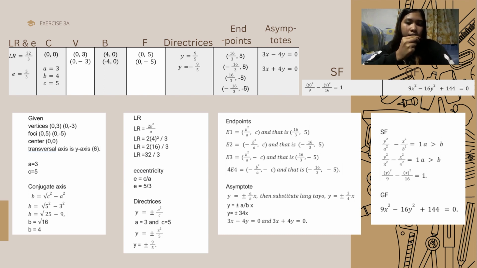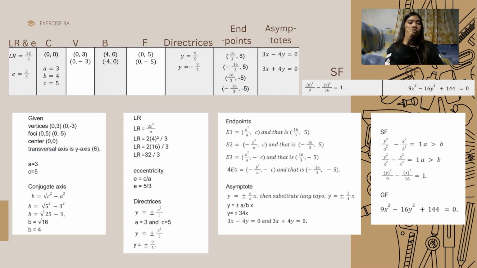And then, next is the endpoints. So, we have 4 equations or formula para makuha natin yung endpoint natin. So, we have endpoint 1, endpoint 2, 3, and 4. So, for our endpoint 1, ang formula natin is b squared over a and positive c. So, that is equals to 16 over 3 and 5. Then, endpoint number 2 natin is negative b squared over a and positive c. So, that is equals to negative 16 over 3 and positive 5.